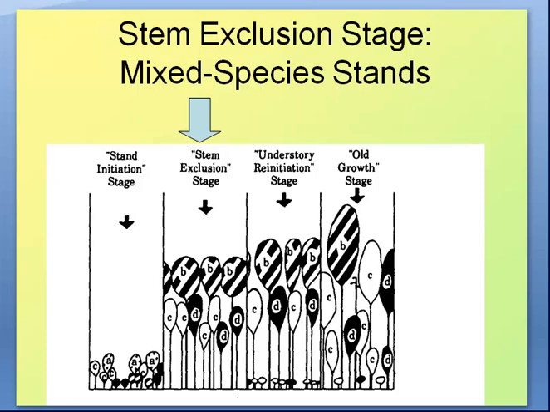Hello again. This is one of the talks about the progression of a stand through its life. We've talked about the stand initiation stage, and we've talked about the stem exclusion stage for a single cohort, in other words, all coming up at the same time. Now we're going to mix it up a bit and look at the stem exclusion stage with mixed species stands. This is typical of more of southern Ontario, so that's what we're going to be checking out today.